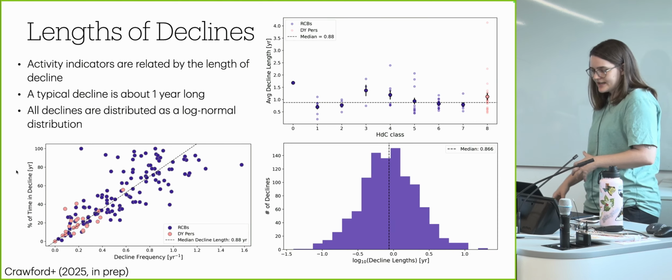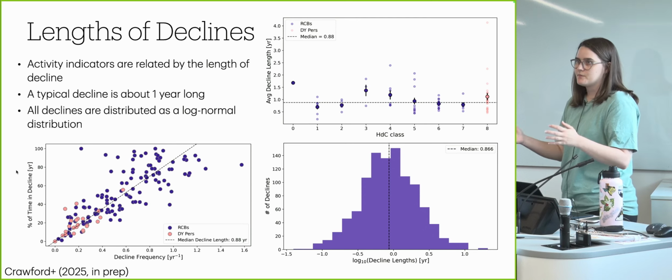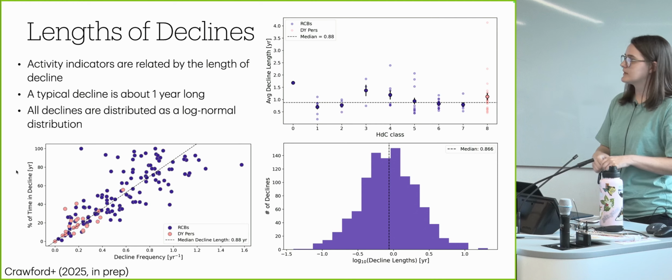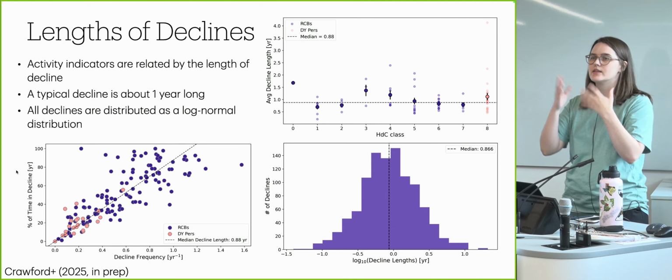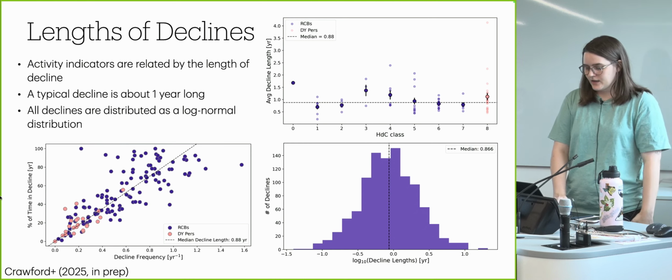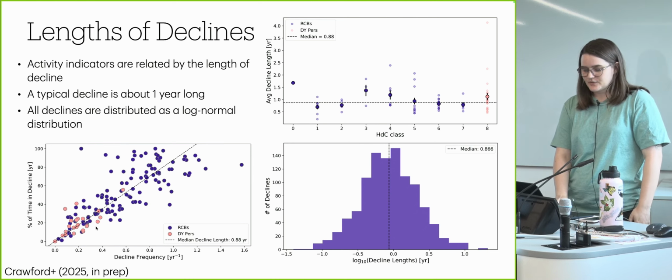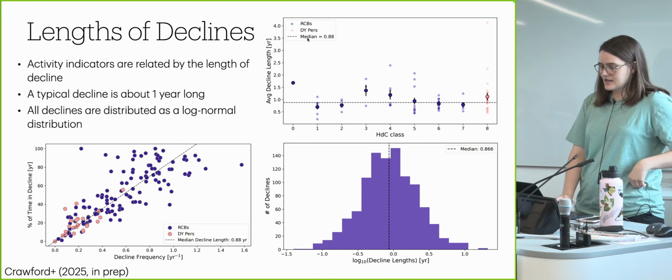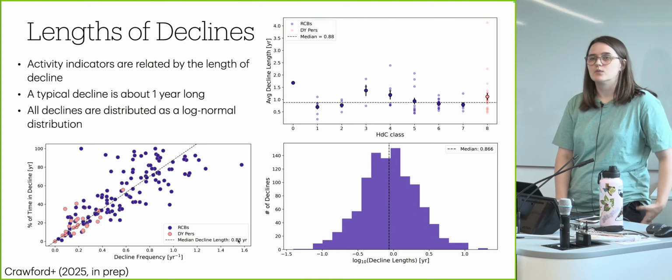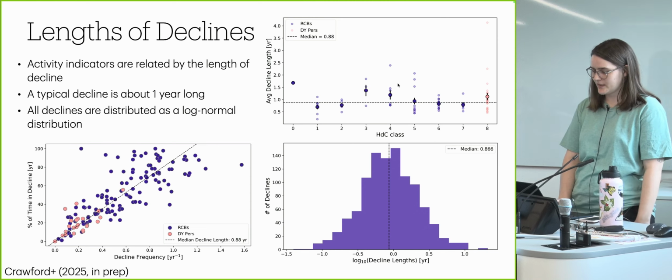So the activity indicators that I showed before, the decline frequency and the percent of time in decline, are related. They're related by the length of decline. If you divide them out, you just get a time, which is the length of a decline. They're related by a median decline length of about 88% of a year, or roughly 1 year, if you want to get loose with it.